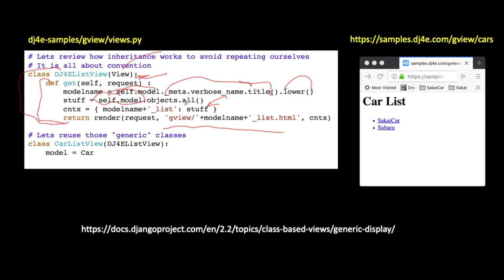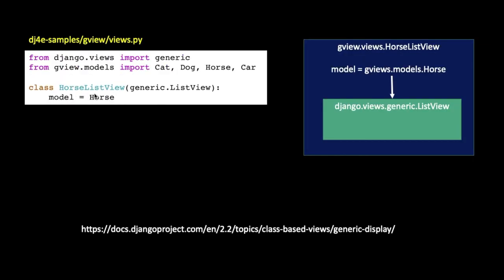DJ4EListView is creating a class that I'm going to extend later, and I'm going to extend that 2 lines later. I'm making a CarListView that extends DJ4EListView, and the only thing I need to do to get all of this code in here is extend it, and then I do need to add model equals Car. So you'll notice that CarListView has the exact same syntax as HorseListView, right? With HorseListView, you basically tell the generic ListView what model to work on, and then generic ListView does it all.